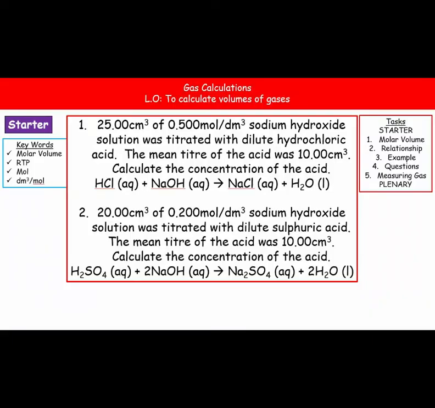So what we're going to be doing in today's triple chemistry lesson is having a look at gas calculations. As usual, on the screen we've got a couple of questions based around our previous lesson for you to have a go at in your books. I'll just give you a couple of minutes to have a go at answering those for me.